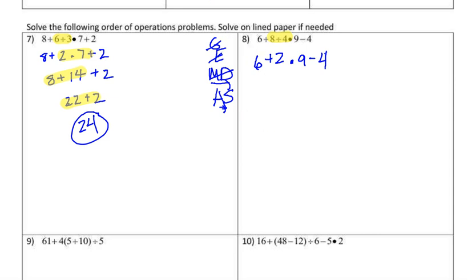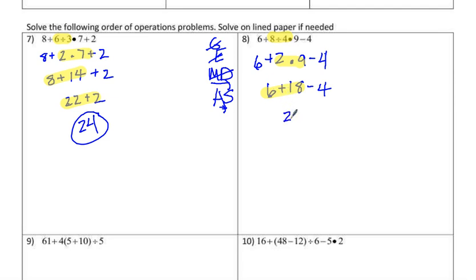Do I have any more multiplying or dividing? Yes. I have 2 times 9, which is 18. Then I have plus 6 out front, minus 4 in the back. Then I'm done with multiplying and dividing. Now, adding and subtracting. Which one comes first? This one. 6 times 18. Or, I'm sorry, 6 plus 18.